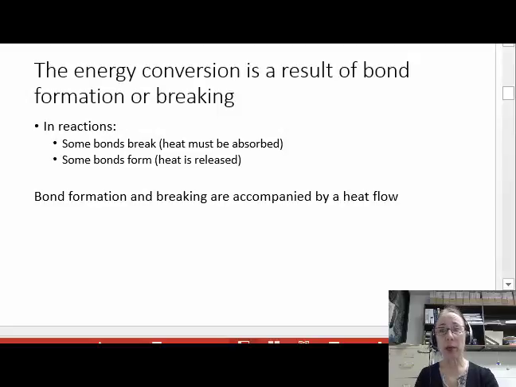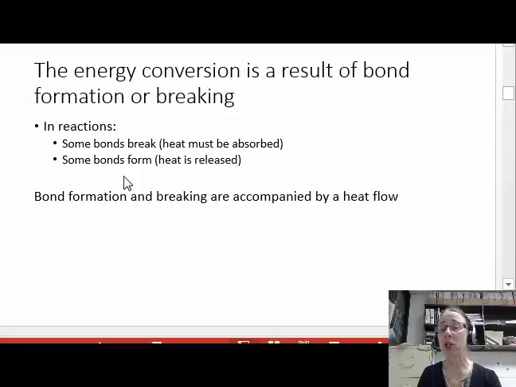A useful way to think about the energy of a chemical reaction is to consider the energies released and absorbed by the breaking and forming of chemical bonds. During a chemical reaction, the chemical bonds of the reactants must be broken, which requires energy to be absorbed to overcome the attractive forces of the bond. And the chemical bonds of products must be formed, which releases energy.